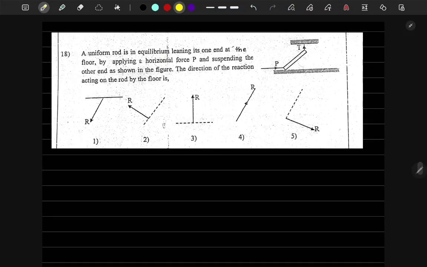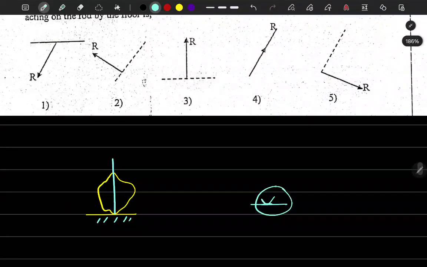Question number 18. Now in question number 18, it's actually a very simple question. The thing you must know is that between two contact surfaces, if there is an object, let's say it is an abstract object, the reactional force acting on this object is perpendicular to the two surfaces, because at the contact point, these two surfaces are touching.